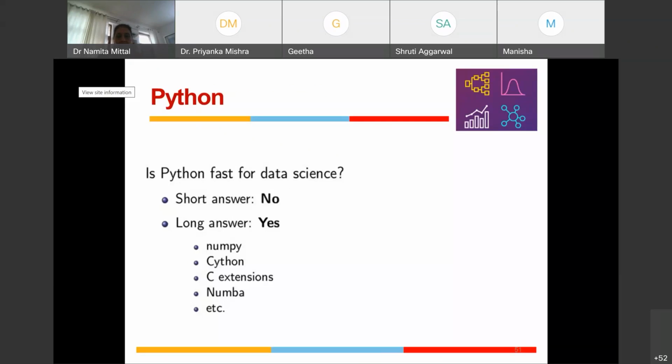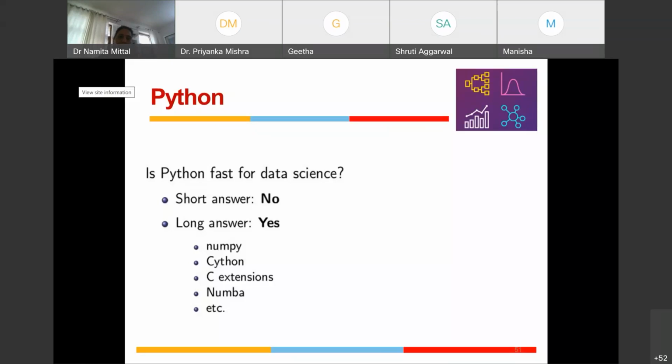So the question is, why do we use Python? Is Python fast for data science? The answer is, both answers are true, no or yes. In general, we say Python is good for data science, but not fast. But yes, sometimes it's fast when we use the libraries.